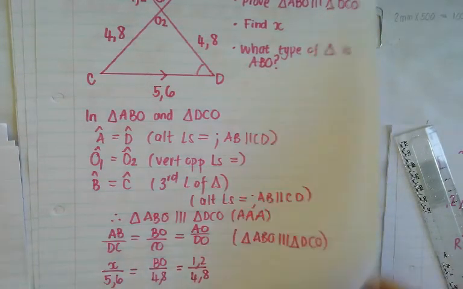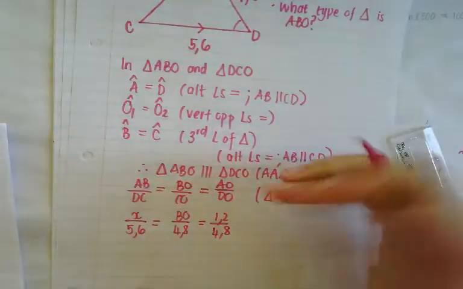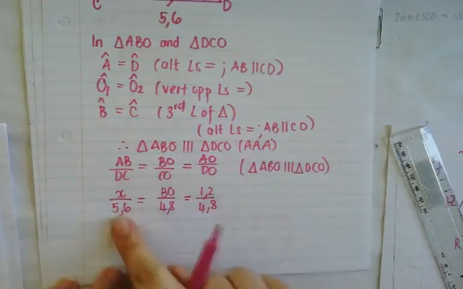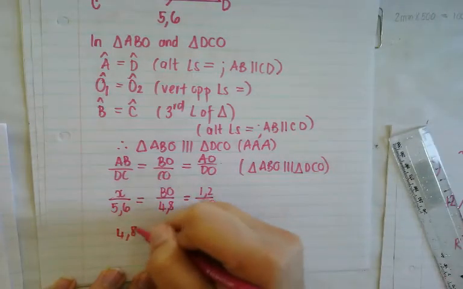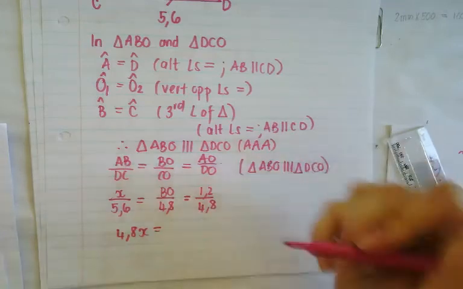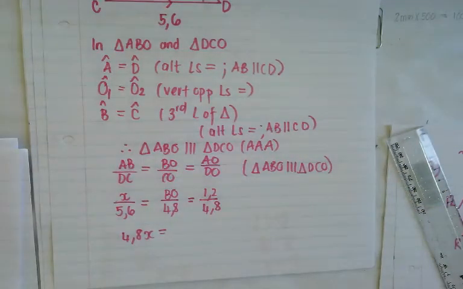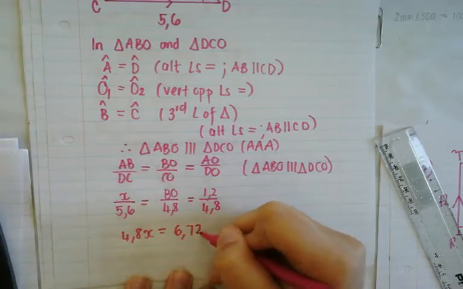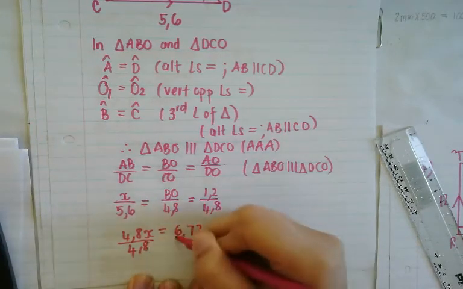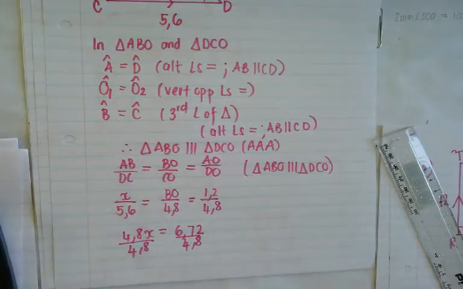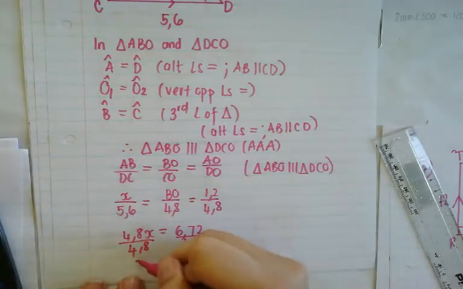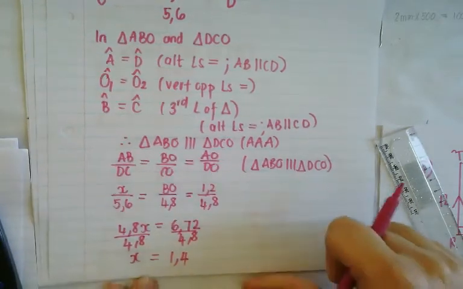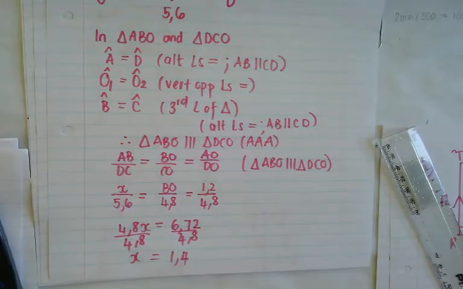So I don't need BO, so obviously I'm not going to calculate it because I wasn't asked for it. So just those two will be 48x, because x times 48, and 12 times 56 gives me 672. Dividing both sides by 48, I get that x is equal to 14. Any questions? Why does it look like some people went wrong?